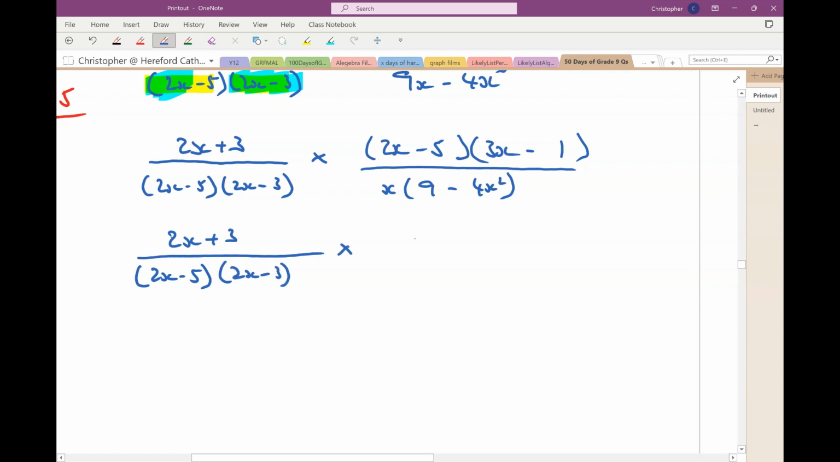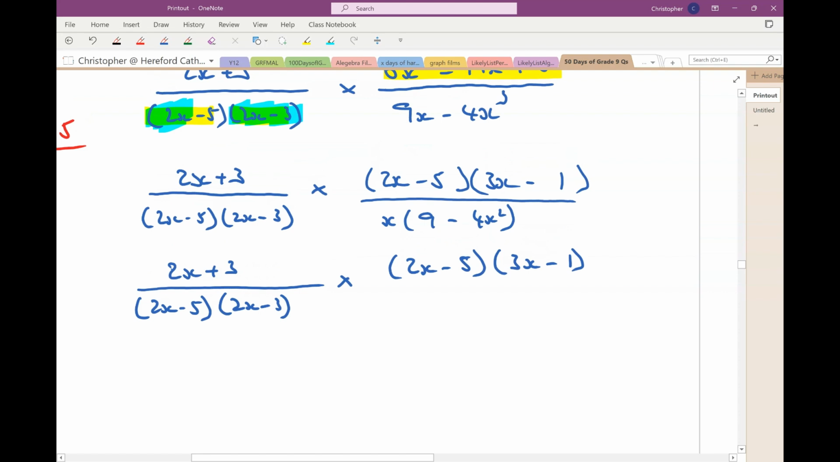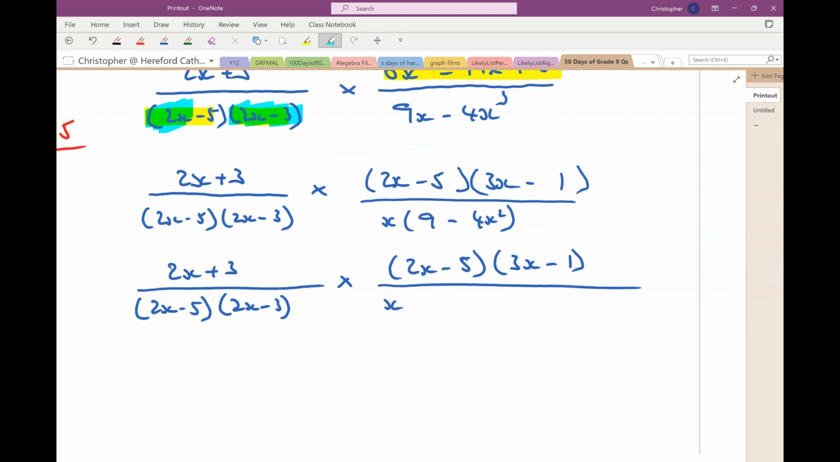Times by, because I haven't finished cancelling the denominator of this. Sorry, I haven't finished factorising the denominator of this left-hand fraction yet. So I'm just going to concentrate on one thing at a time. Now this is the difference of two squares there. It's going to be 3 plus 2x and 3 minus 2x.